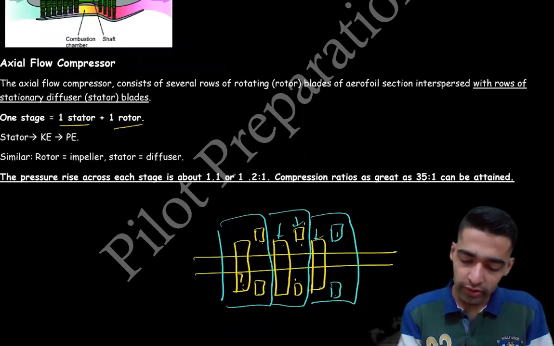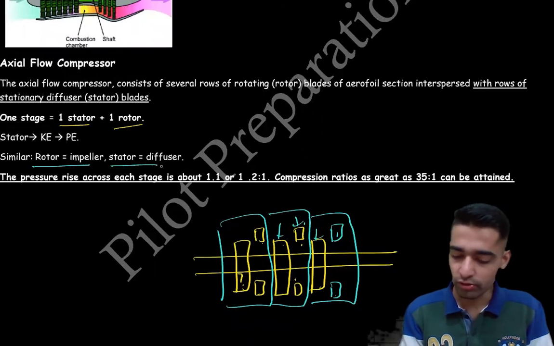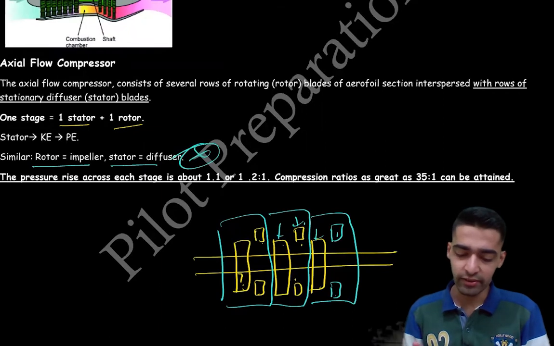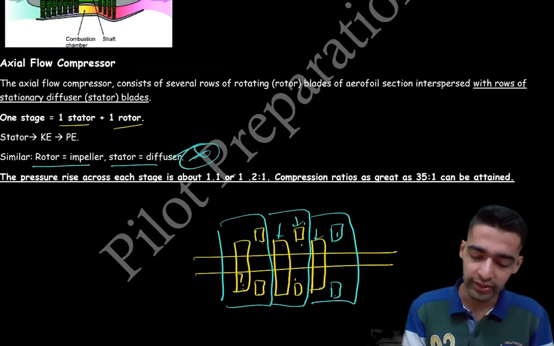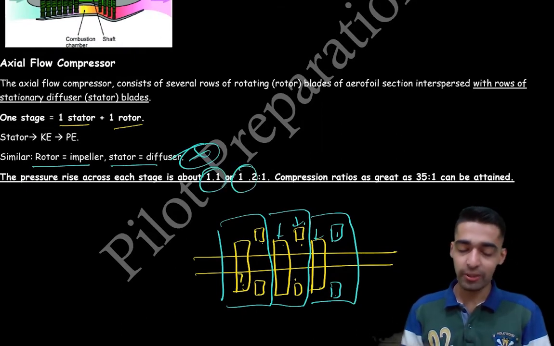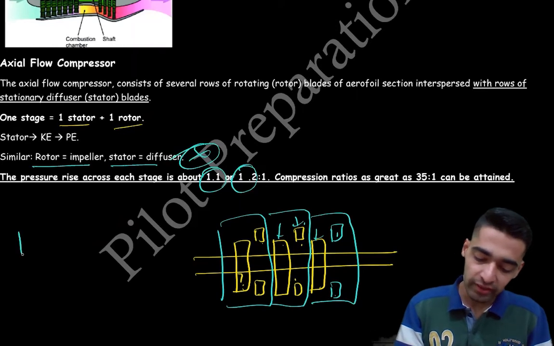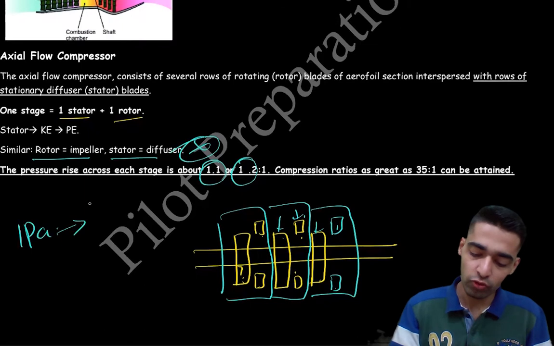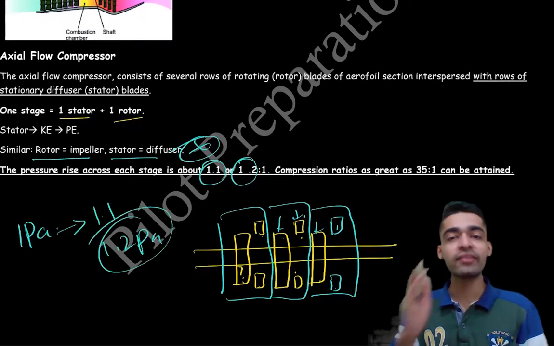Now, what we already studied is that rotor is equal to impeller and stator is equal to diffuser. This is not important, it is just for your understanding. Now, this is a very important point: the pressure rise across each stage is about 1.1 to 1.2 ratio 1. That means if air at 1 Pascal pressure is coming in, it will be converted to 1.1 to 1.2 Pascal at every single stage.